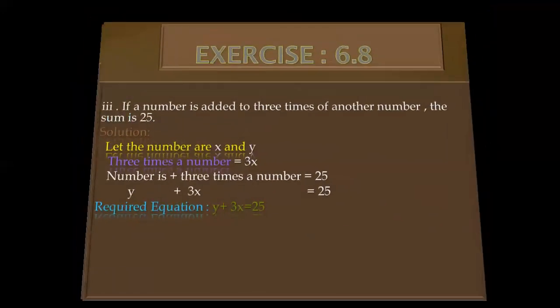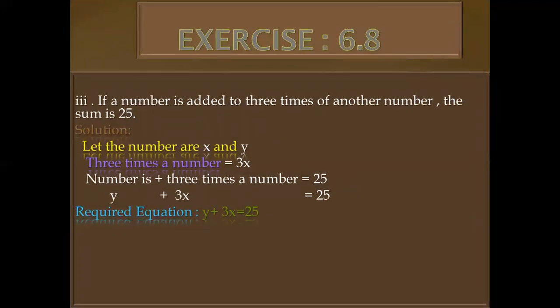Third: a number is added to 3 times another number, the sum is 25. Again "is" means that we will use the equal sign, before 25. Now what is the statement? Added means we use the plus sign over here. 3 times another number. Again two quantities are given, one number and the other number. We suppose two numbers x and y. Let one number be x and the other number be y.